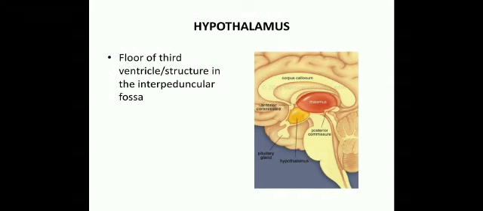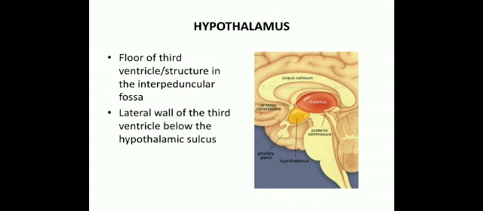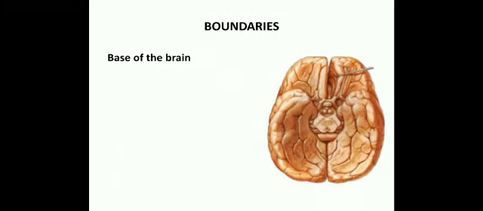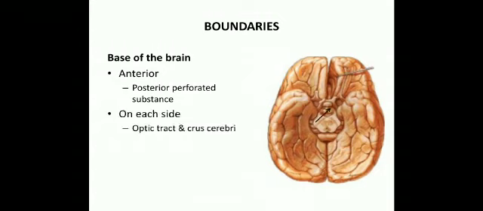Anatomically it includes the floor of the third ventricle or the structures in the interpeduncular fossa, and the lateral wall of the third ventricle below the hypothalamic sulcus. The boundaries as seen from the base of the brain: it is bounded anteriorly by the posterior perforated substance, and then on each side the optic tract and the crus cerebri.